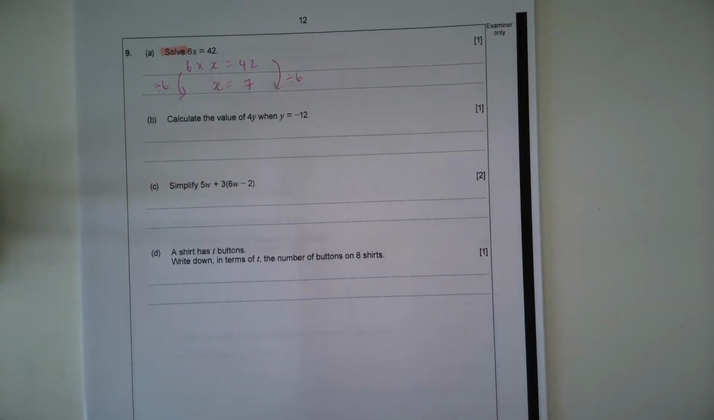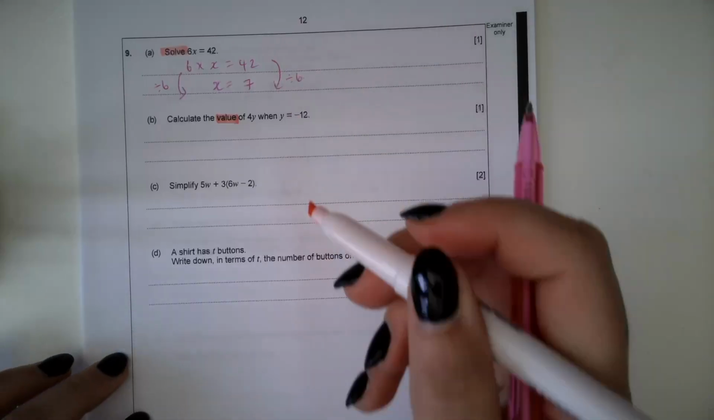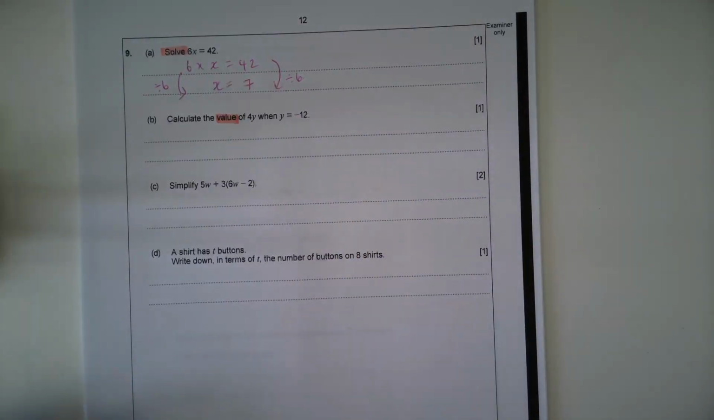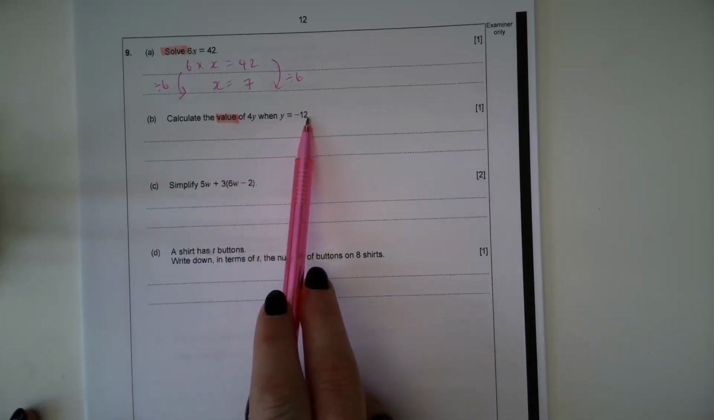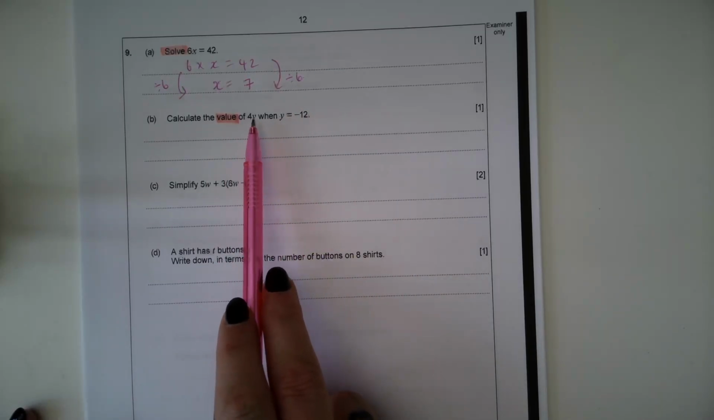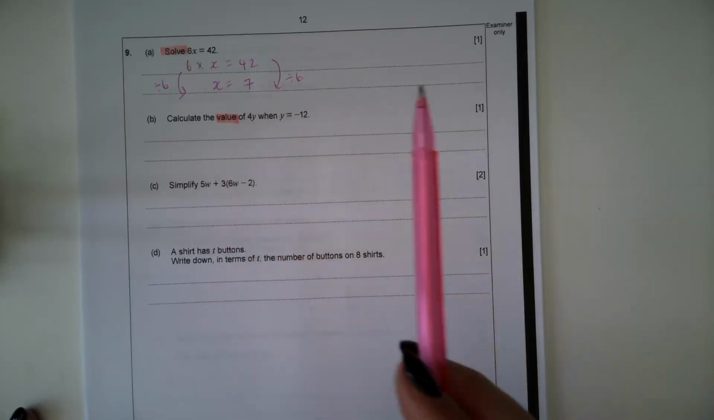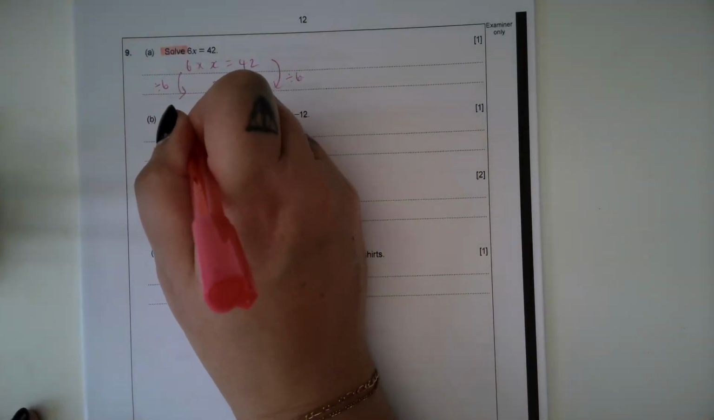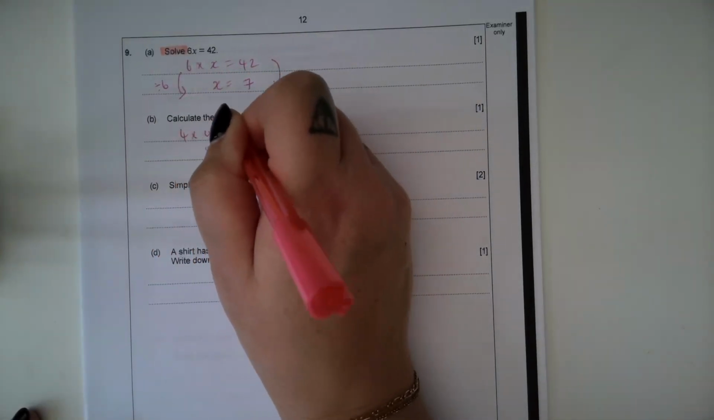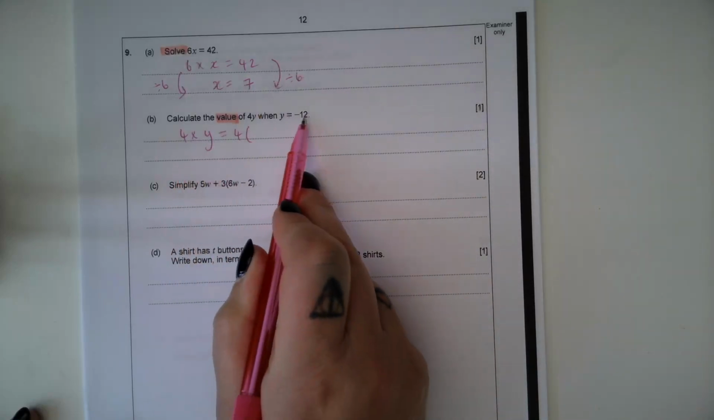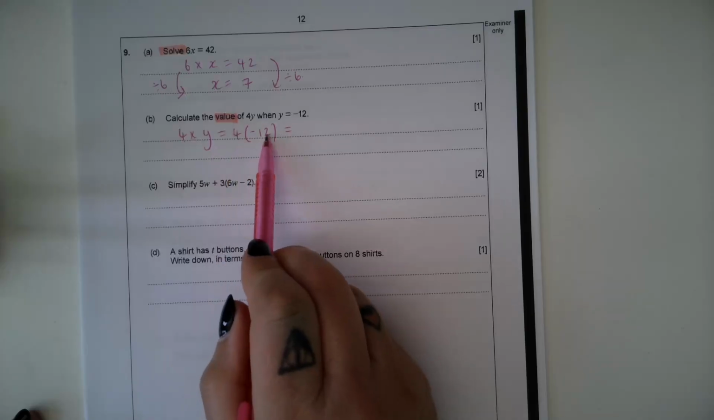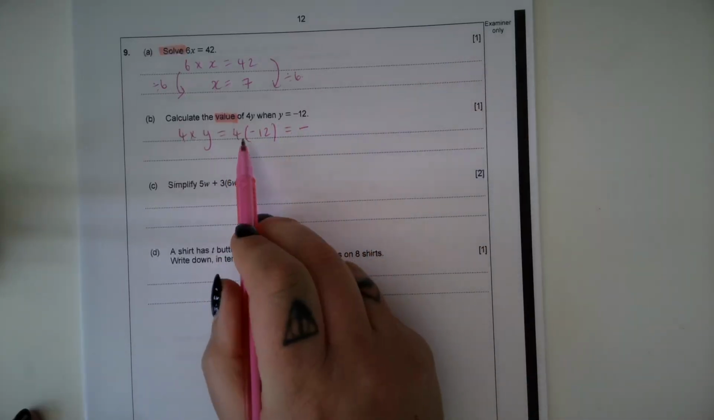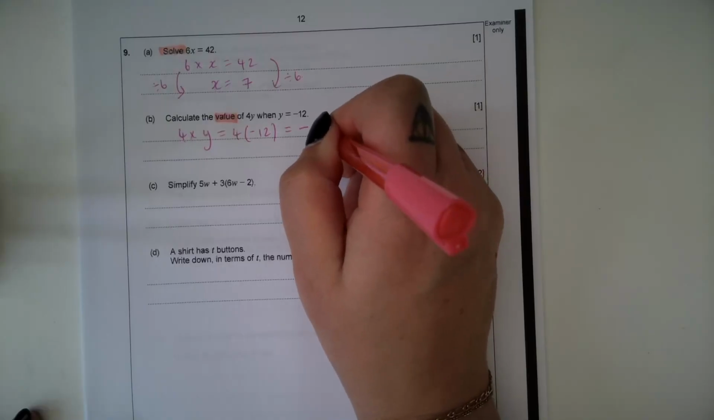Part B, calculate the value of 4y when y equals -12. So this is a substitution question. We know what y is equal to. We need to substitute it into the expression 4y to find out the value of the expression in total. So 4y is 4 times y. We know that y is -12, so we're doing 4 times -12. A positive times a negative gives us a negative, and 4 times 12 is 48.